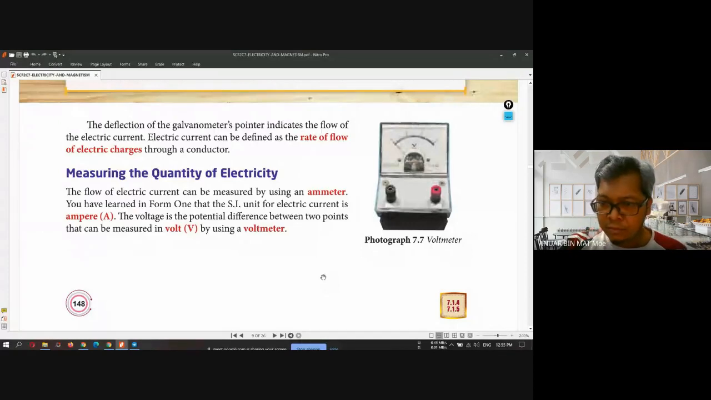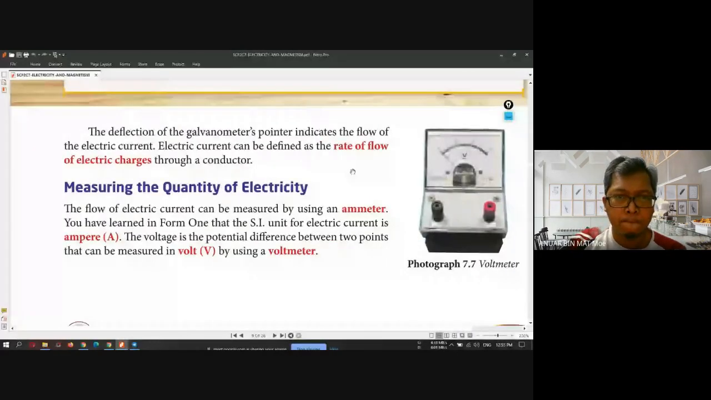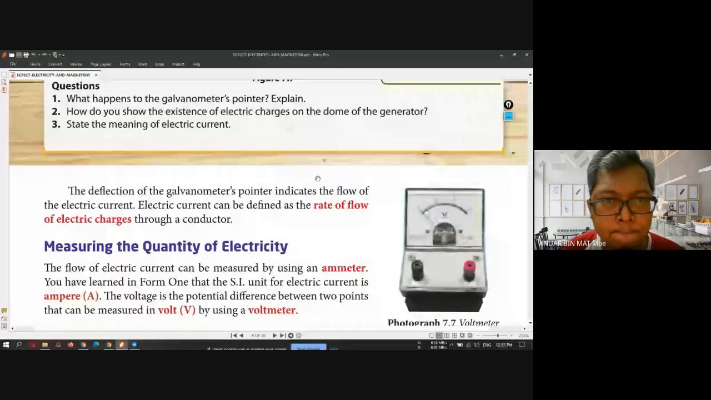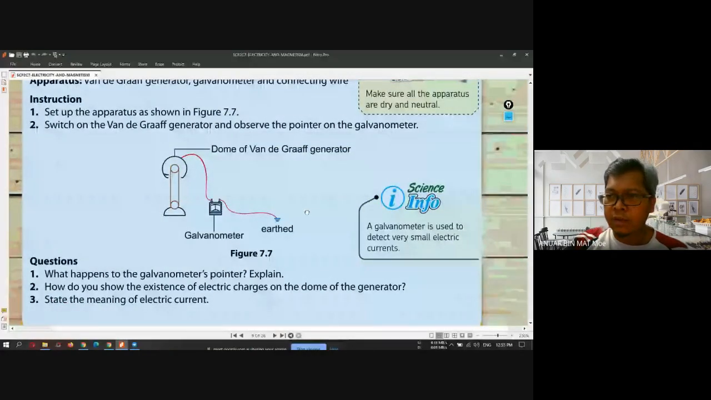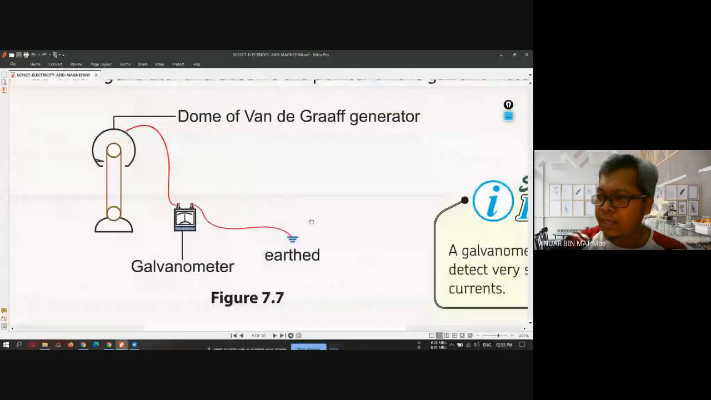I will try to zoom a bit here. Okay. All right. I hope you can see the picture here. I will try to use the pen over here.